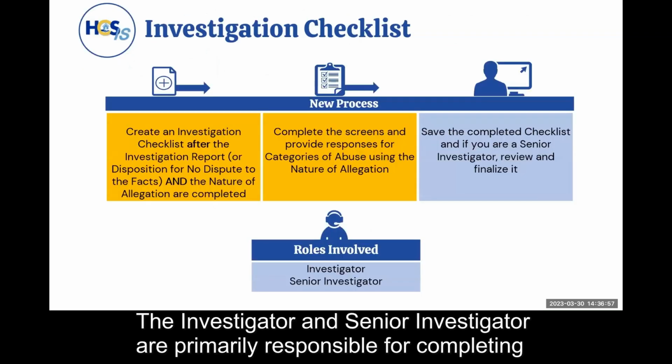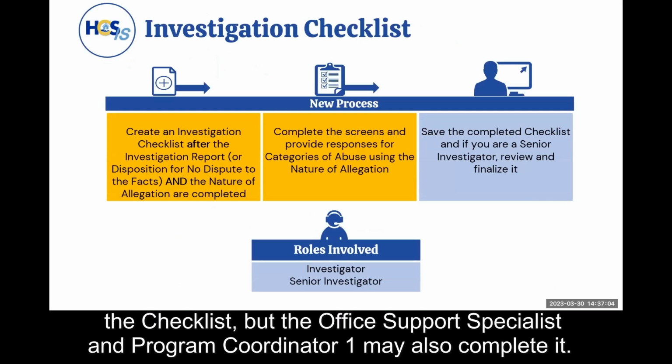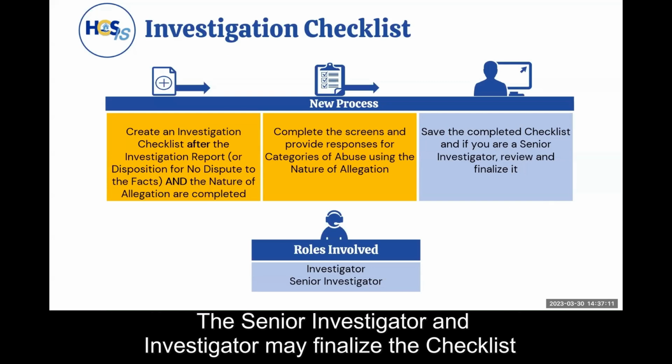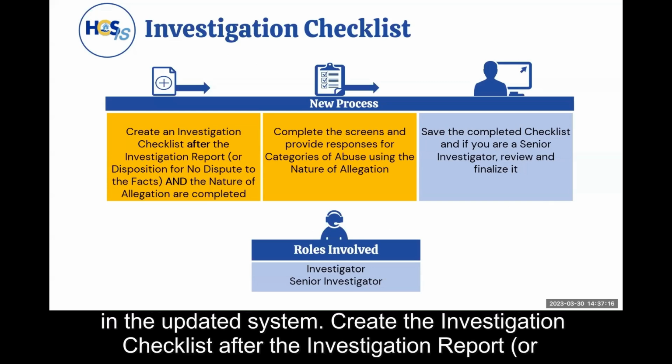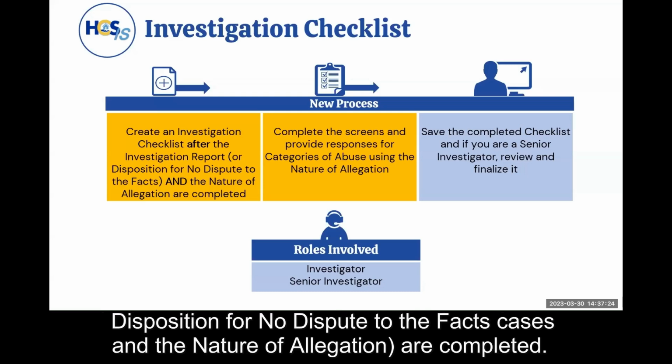The investigator and senior investigator are primarily responsible for completing the checklist, but the office support specialist and program coordinator 1 may also complete it. The senior investigator and investigator may finalize the checklist. In the updated system, create the investigation checklist after the investigation report or disposition for no dispute to the facts cases and the nature of allegation are completed.